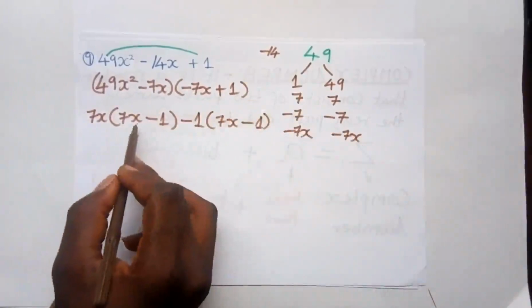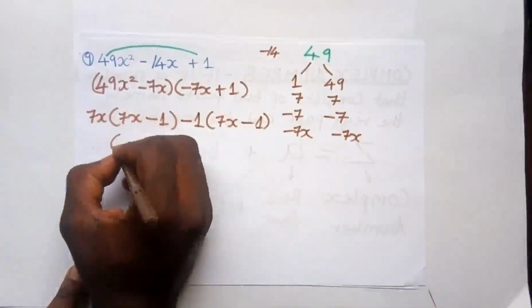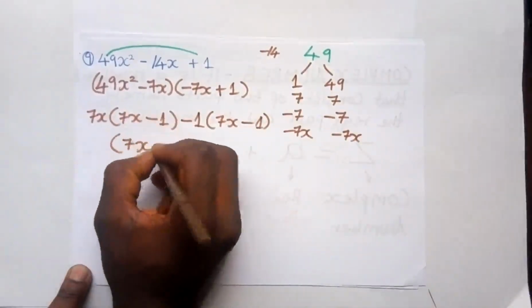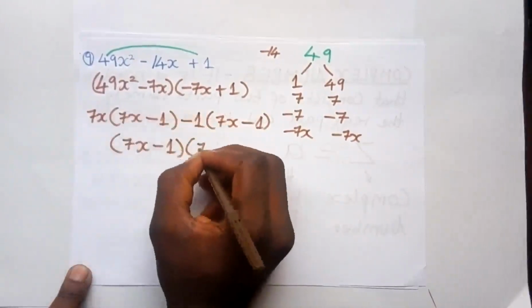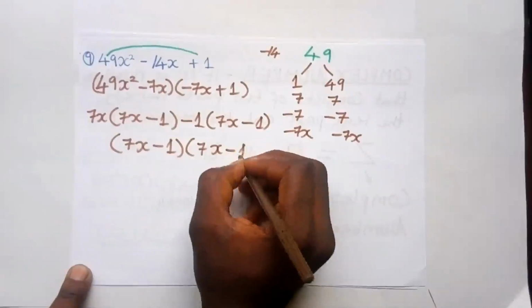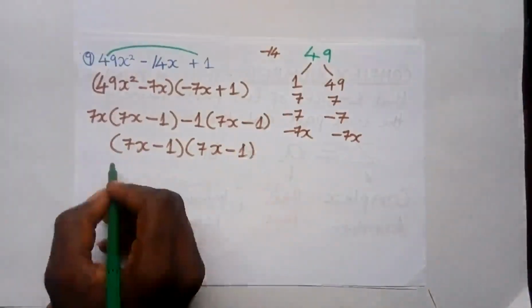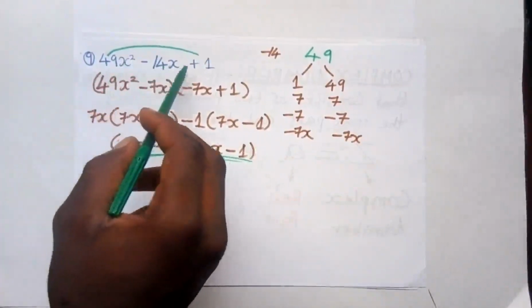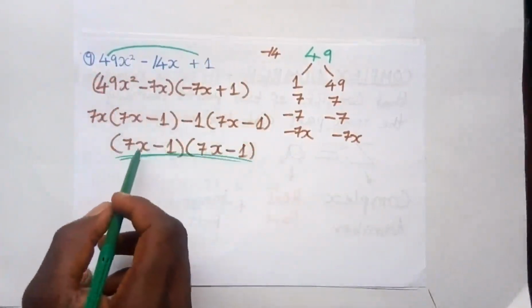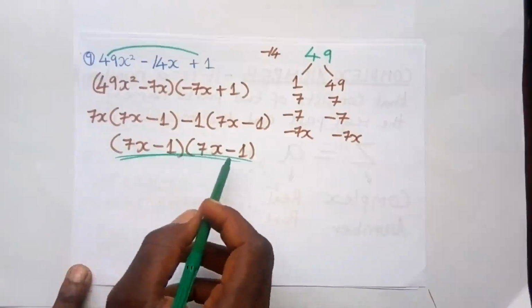Note that this part is equal to this part. So just take 7x minus 1 and 7x minus 1. So when you factor 49x squared minus 14x plus 1, we are going to have 7x minus 1 and 7x minus 1.